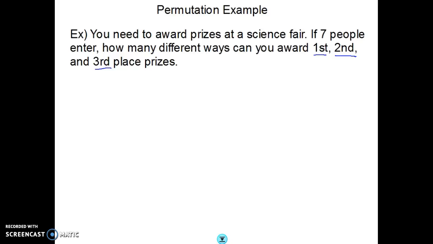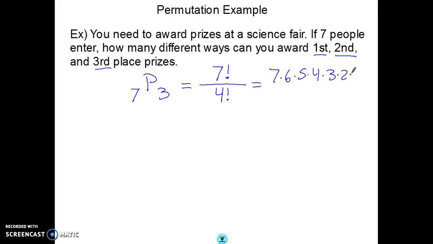So this is a permutation because the order we pick them matters. However, we're still picking just 3 people out of this group of 7. So this comes out as 7P3, which when you go back to our formula, would come out as 7 factorial over n minus r factorial, in this case 7 minus 3, or 4 factorial, which is 7 times 6 times 5 times 4 times 3 times 2 times 1 over 4 times 3 times 2 times 1.